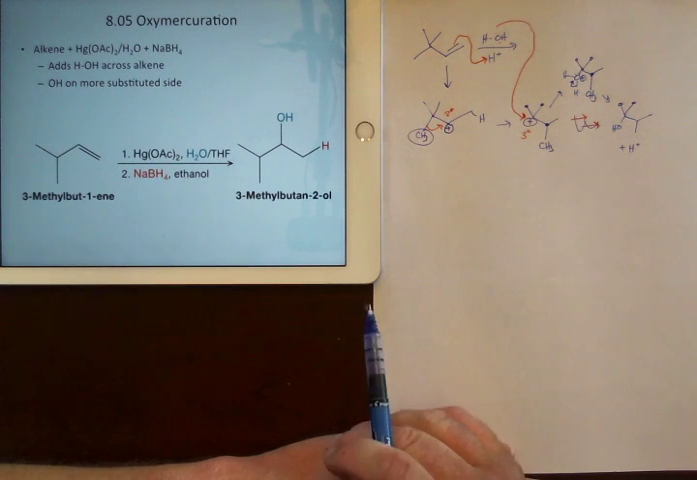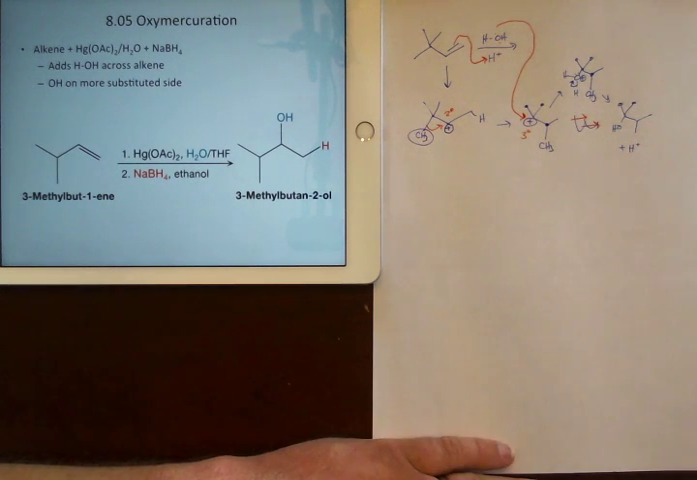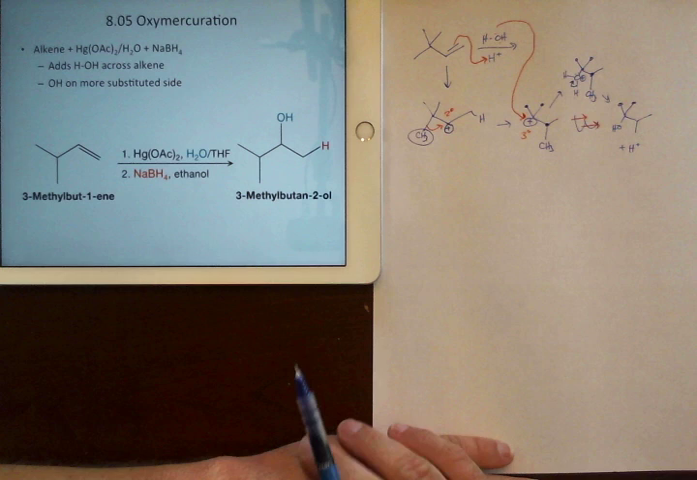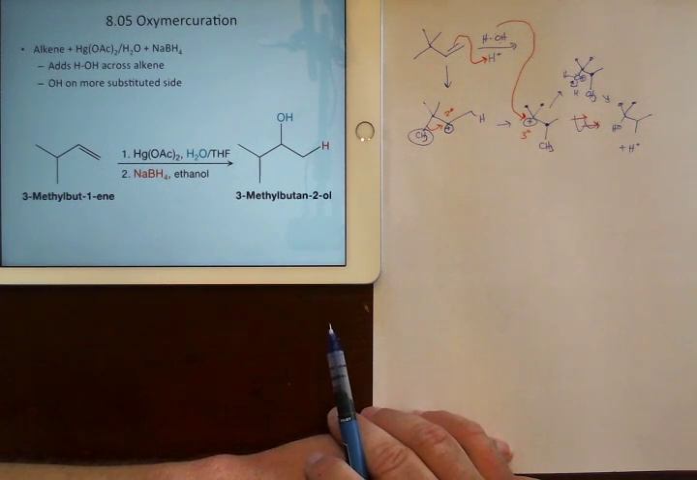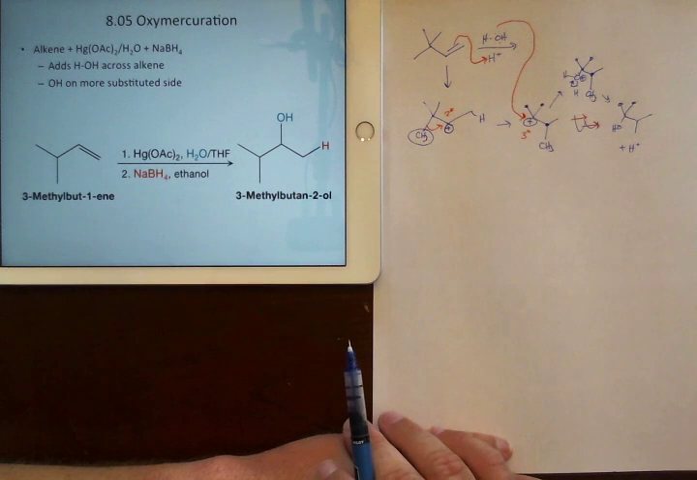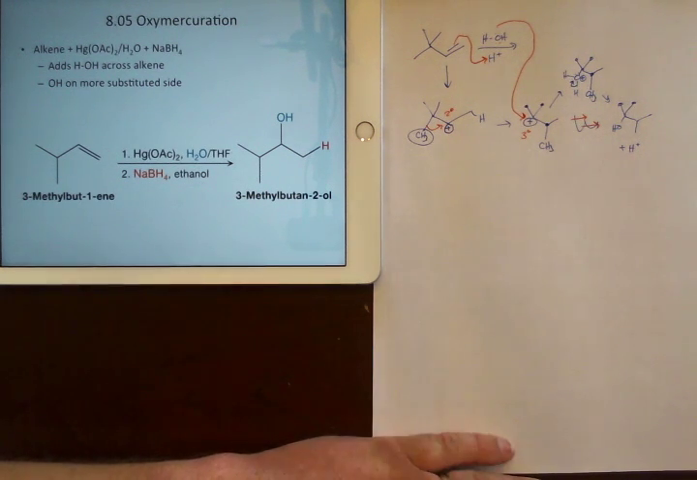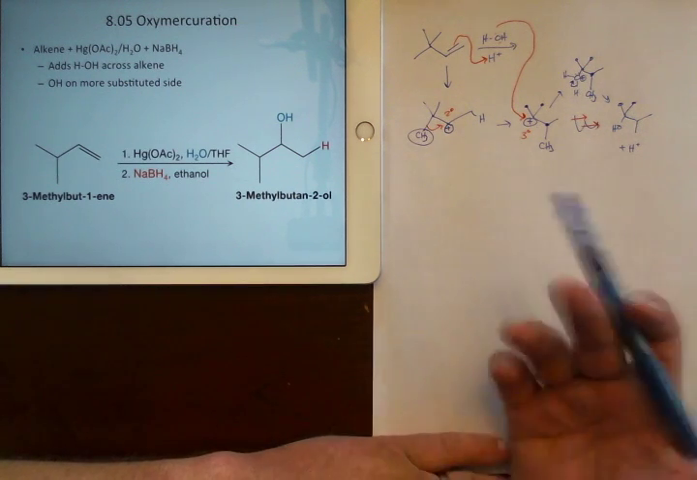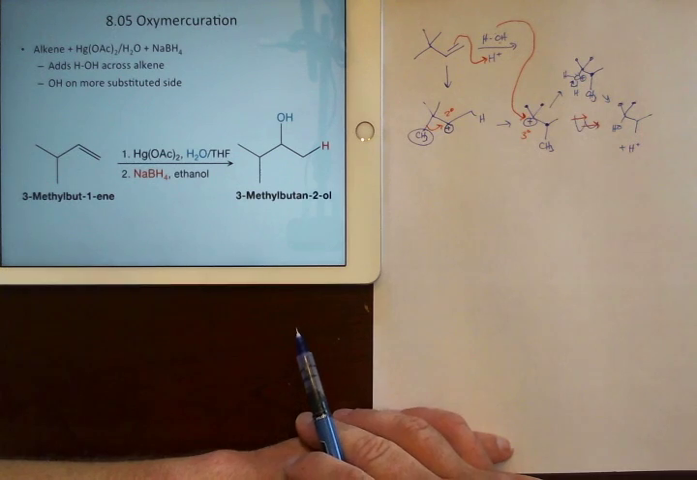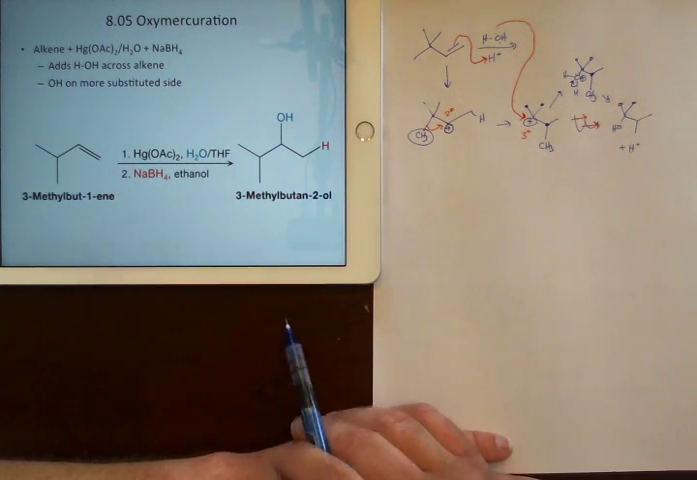If you want to avoid this, you're going to have to use a slightly different mechanism. And so with this one, what they found is that if you use what's called oxymercuration, you can avoid those rearrangement issues. So it's still going to add HOH across there. It's still going to have the OH go on the more substituted side. Markovnikov says that's what's going to happen. But you do not have that issue of rearrangement.